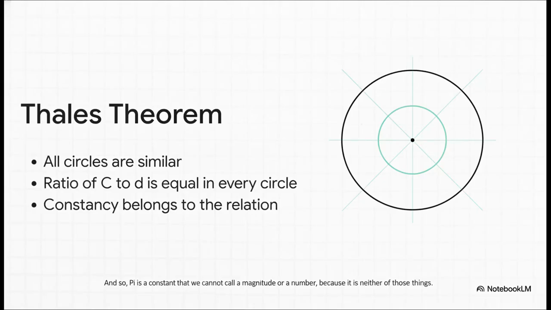So the mystery of this constant value is actually solved by Thales' proportionality theorem. This theorem dictates that all circles are geometrically similar, and because they're similar, the ratio of the circumference to the diameter in one circle perfectly equals that ratio in every other circle. The constancy we observe belongs entirely to the relation, to the ratio itself, and never to the related physical terms. So because magnitudes change but pi stays constant, pi simply cannot be a magnitude.